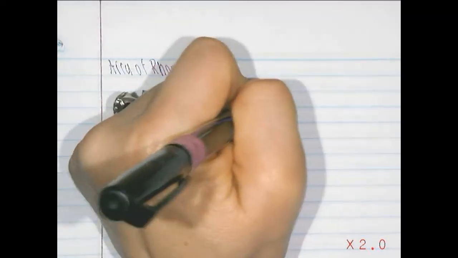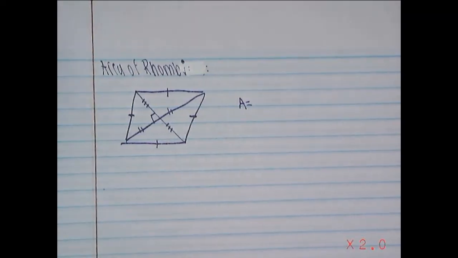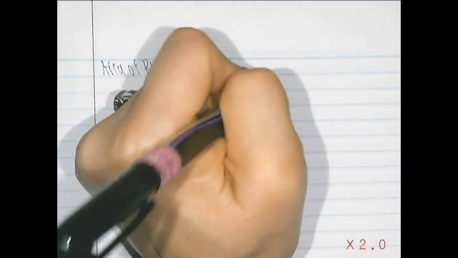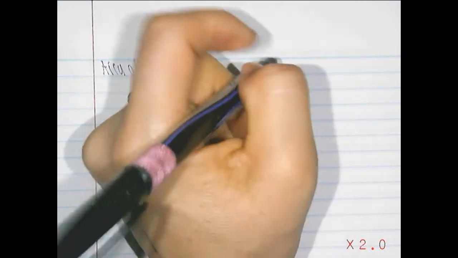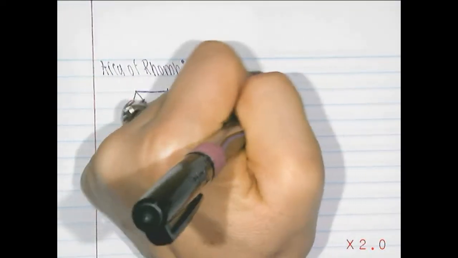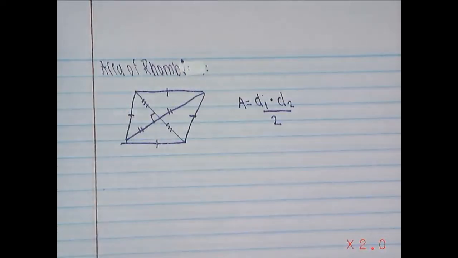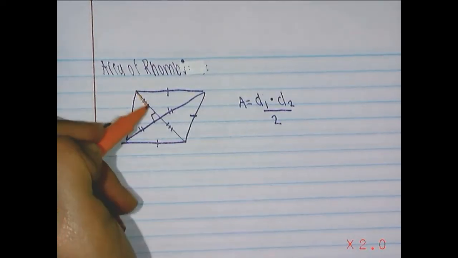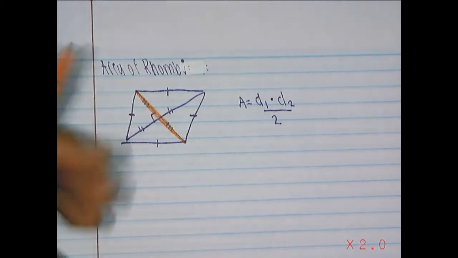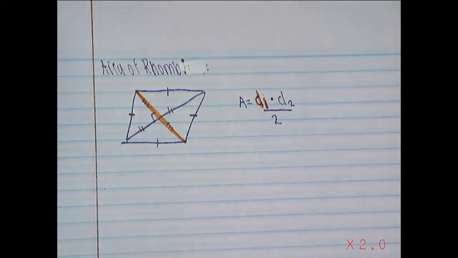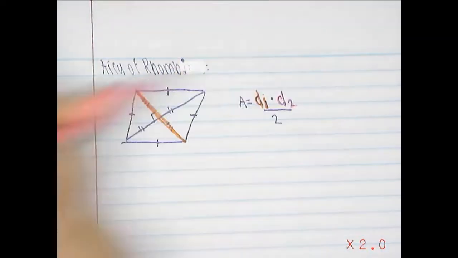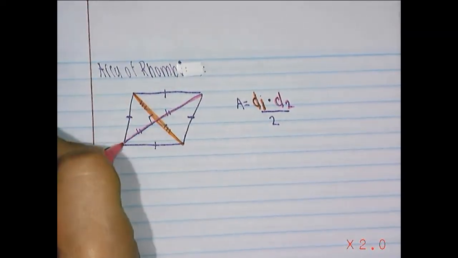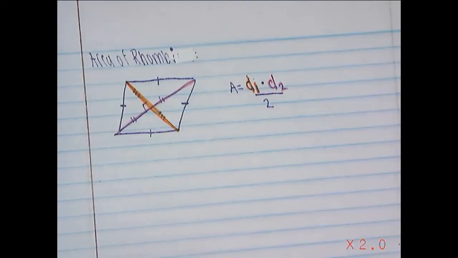All right, so guys, the area equals diagonal 1 times diagonal 2 divided by 2. You got that, guys? So here's your first diagonal right here. Here's diagonal 1, the whole line, times diagonal 2, the whole line. So you're multiplying your diagonals together and then dividing by 2.